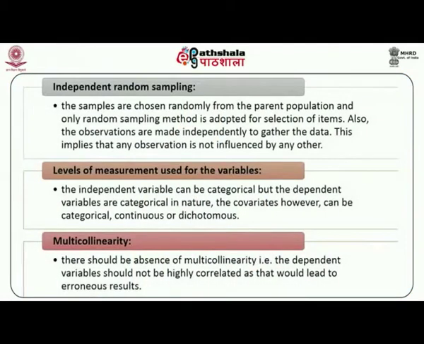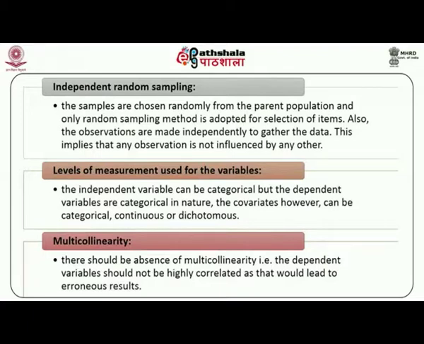Independent random sampling. The samples are chosen randomly from the parent population and only the random sampling method is adopted for selection of items. Also, the observations are made independently to gather the data, and this implies that any observation is not influenced by any other. This is somewhat similar to Manova. Levels of measurement: the independent variables can be categorical, but the dependent variables are continuous in nature. The covariates, however, can be categorical, continuous or dichotomous.